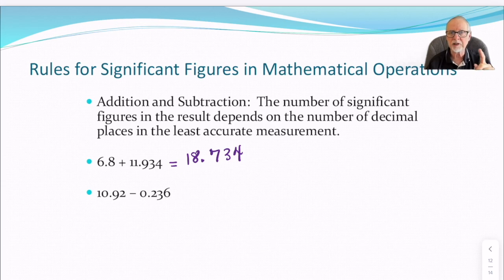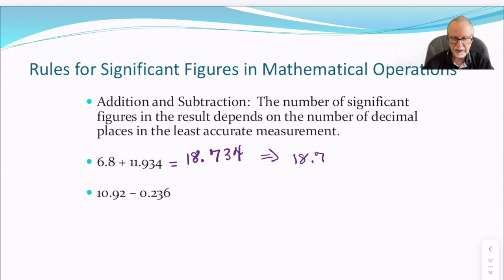This one's a little confusing, so make sure you're asking questions about this if you have any. So this means that this answer is going to be reported to the tenths only, as 18.7. Again, that's because the 6.8 only goes to the tenths, and the 11.934 goes to the thousandths. So we're going to use the tenths as our determining factor.